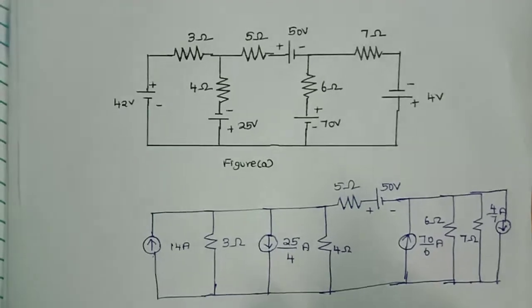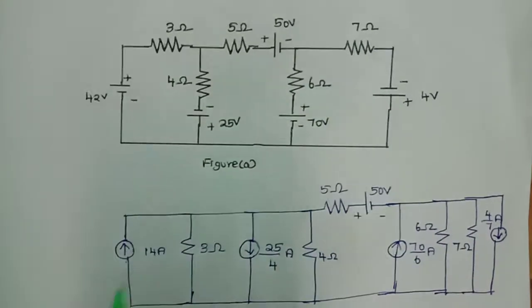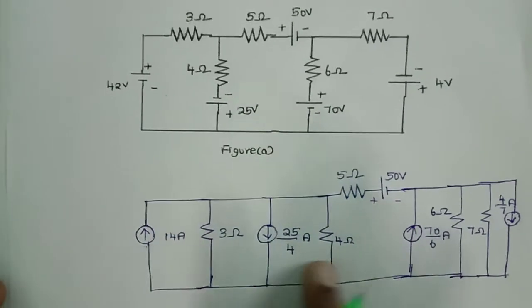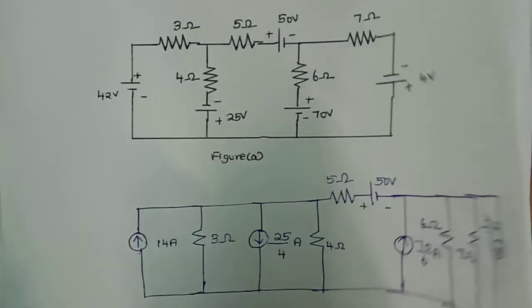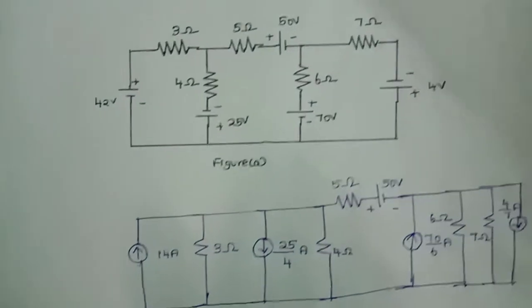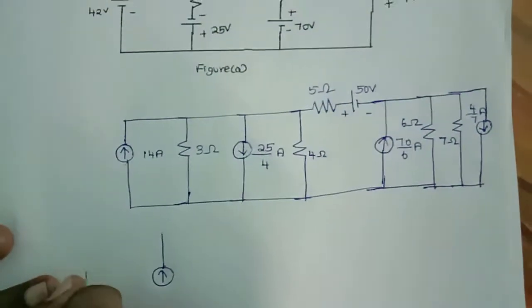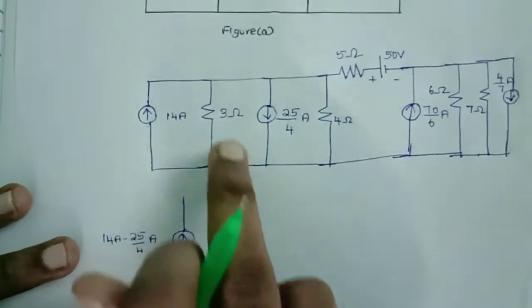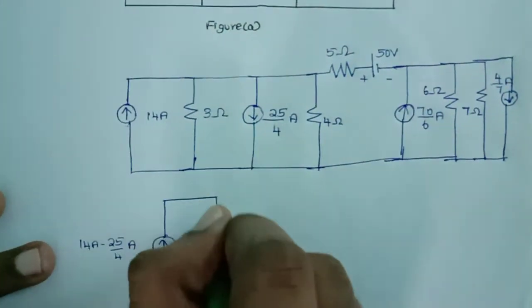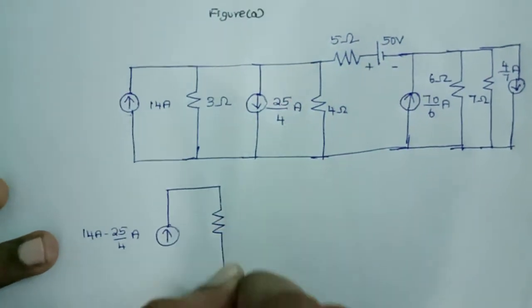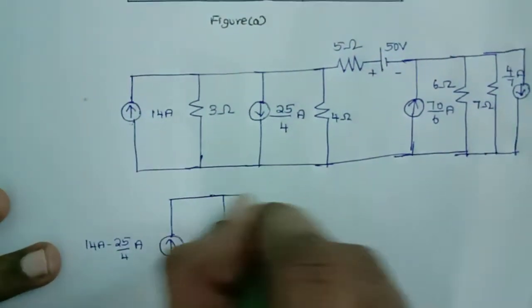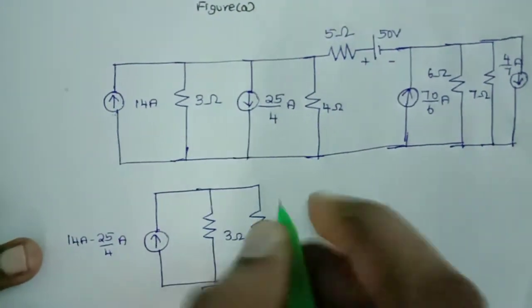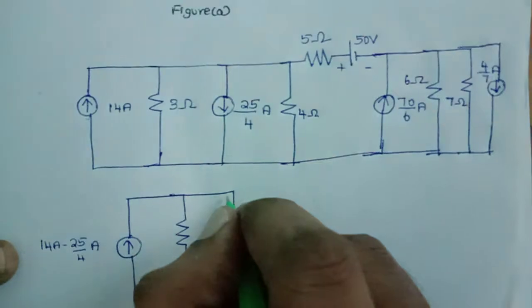From this I am simplifying the circuit, because you see the currents flow, one upward and one downward. I can reduce the current sources like this: 14 amps minus 25 by 4 amps. These two are in parallel. I can say this 3 ohm and 4 ohm are in parallel. This is the same circuit, this is 3 ohm and this is 4 ohm. For simplification I am doing this.